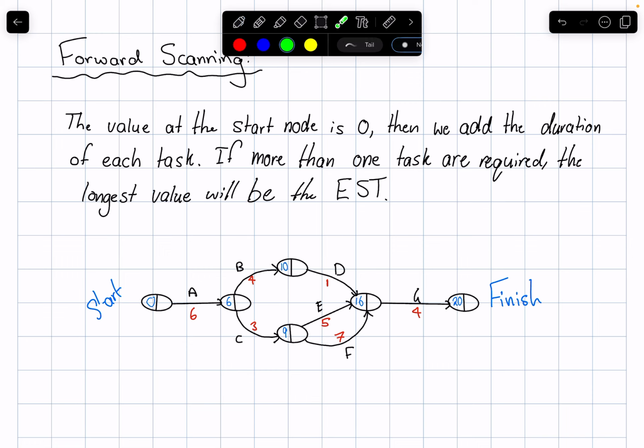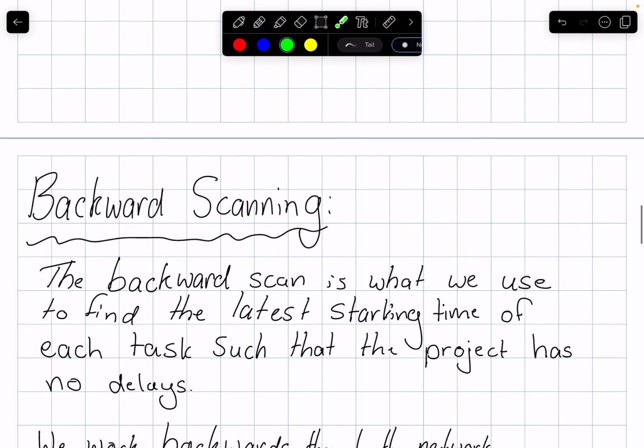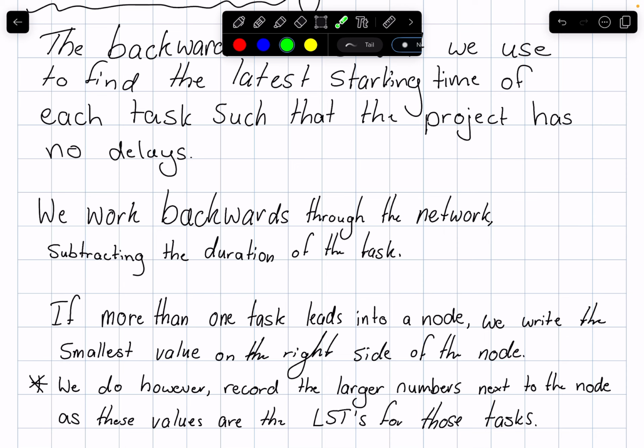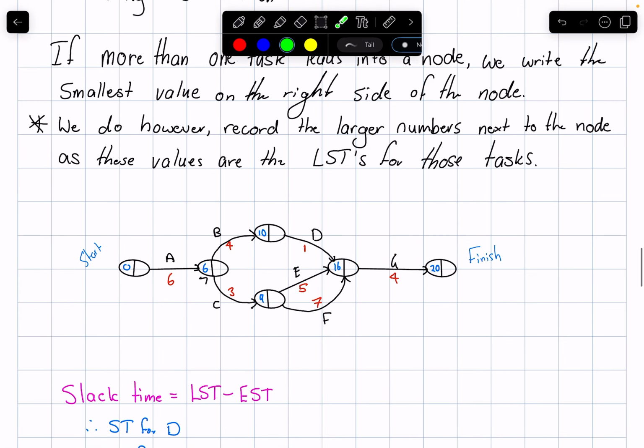Now you'll see these nodes we've split in half. It's important that you do that so we can then do the backward scan in a moment. A backward scan is what we use to find the latest starting time of each task such that the project has no delays. We work backwards through the network, so we subtract the duration of the task. And if more than one task leads into a node, we now write the smallest value on the right side of the node. We do, however, record the larger numbers next to the node as we use these to find the slack time for those specific tasks. And I'll point that out when we get to it.